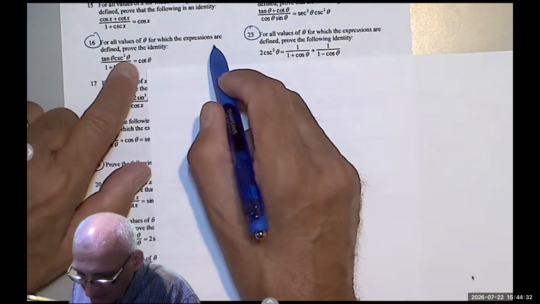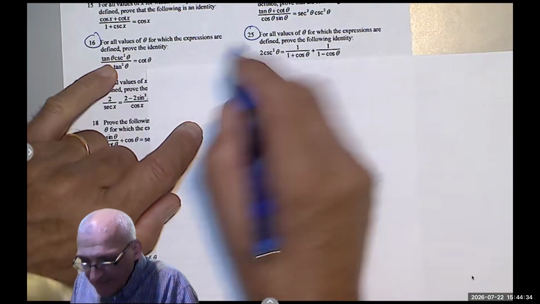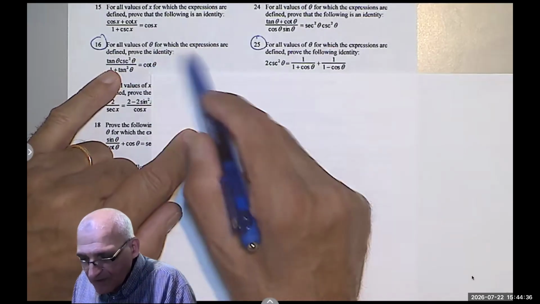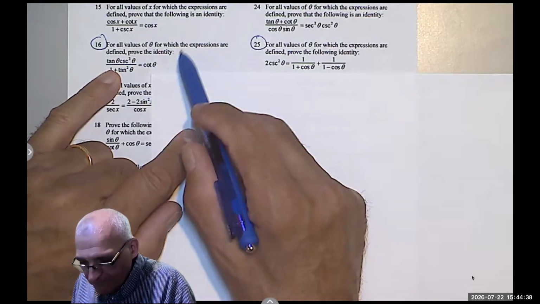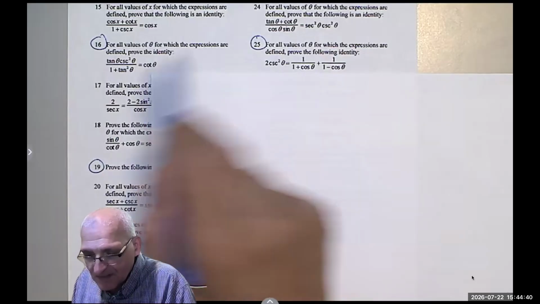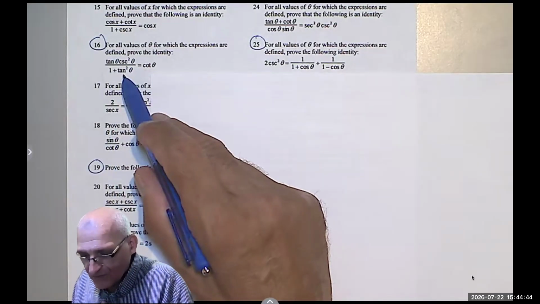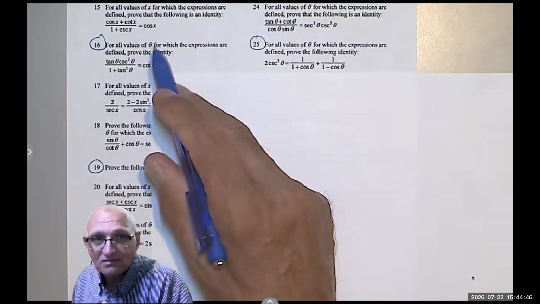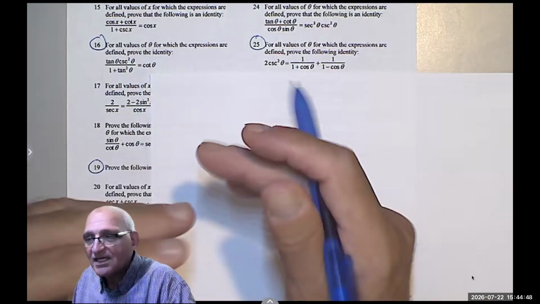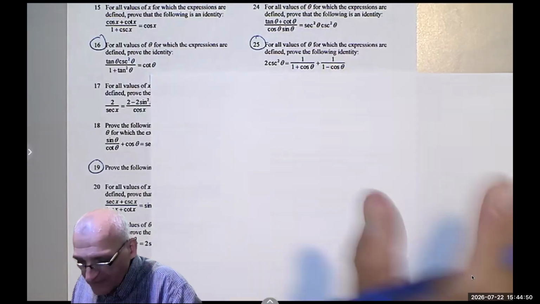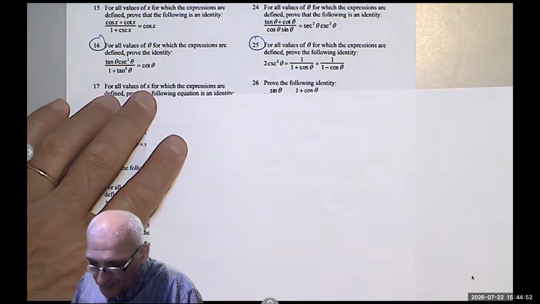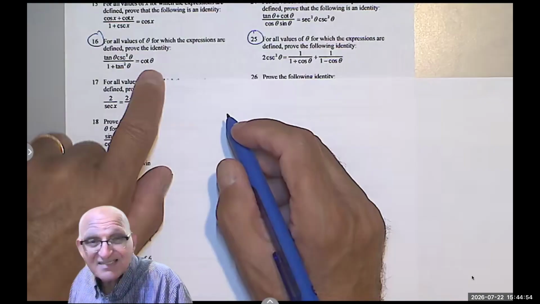For all values of theta for which the expressions are defined, prove the identity. That's nice. So nobody would say, what if this is 0 or infinity or whatever. No, they say, excluding those, assume they won't happen. How can you prove the left-hand side? The right-hand side is cotan.